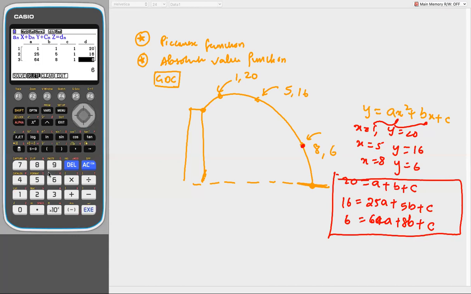So now we have the 3 equations on the calculator. You can just execute it. Now you get the values. A is -1/3, B is 1, and C is 19.33. So these are the values that we get. If you scroll down, hopefully you can get the exact answer, which is 58/3.